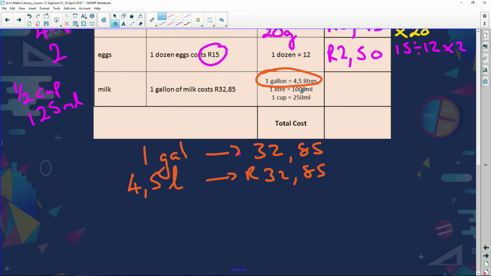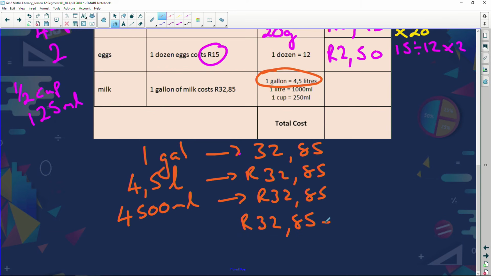Now, let's change that to mils. I know 1 liter is 1,000 mils, so I've got 4,500 milliliters costing me 32 Rand 85. I don't want 4,500, I only want 125. So let's work out the cost of 1 milliliter. I'm going to say 32.85 Rand, divide that now by 4,500 mils, and that will give me the cost of 1 mil. But I don't want 1 mil, I want 125 mils. So multiplying it by 125.